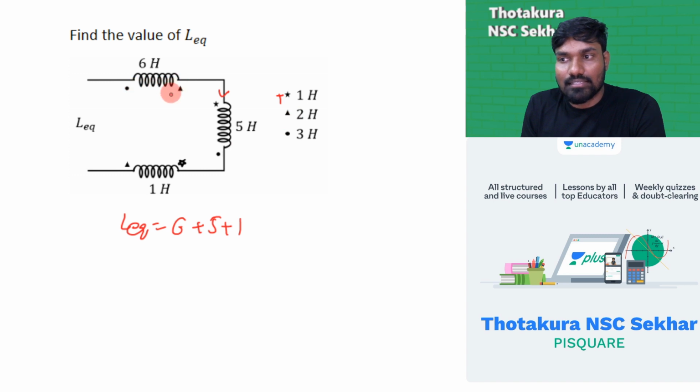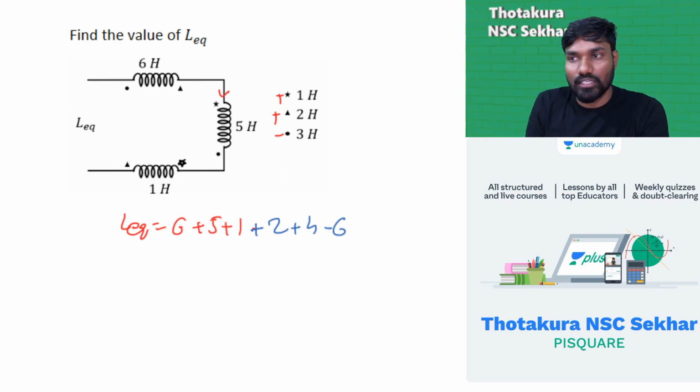Triangle. Current is leaving at the triangle, so triangle is also positive coupling. Here dot and dot: current is entering a dot and leaving a dot. It's a negative coupling, so this is minus. So plus 2 into 1, that is 2. This is also plus 2 into 2, that is 4. Minus 2 into 3, that is 6. So solve it, you will get the answer.